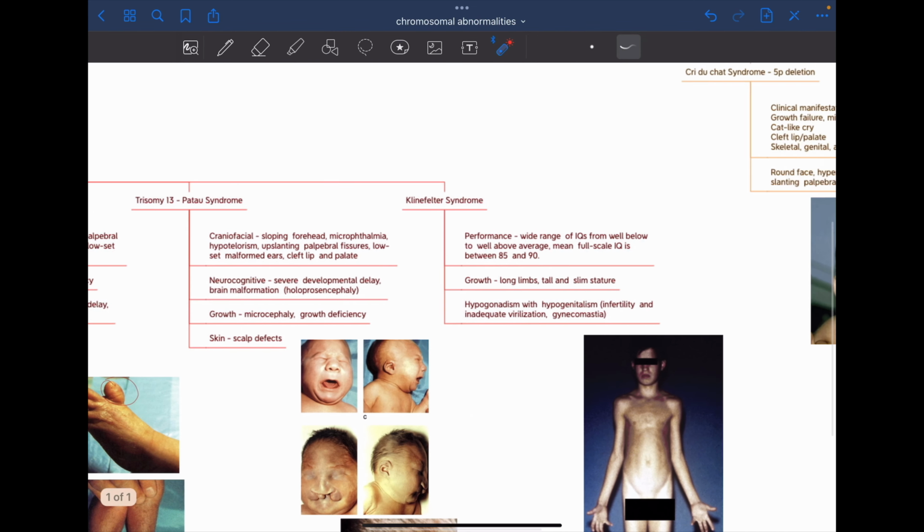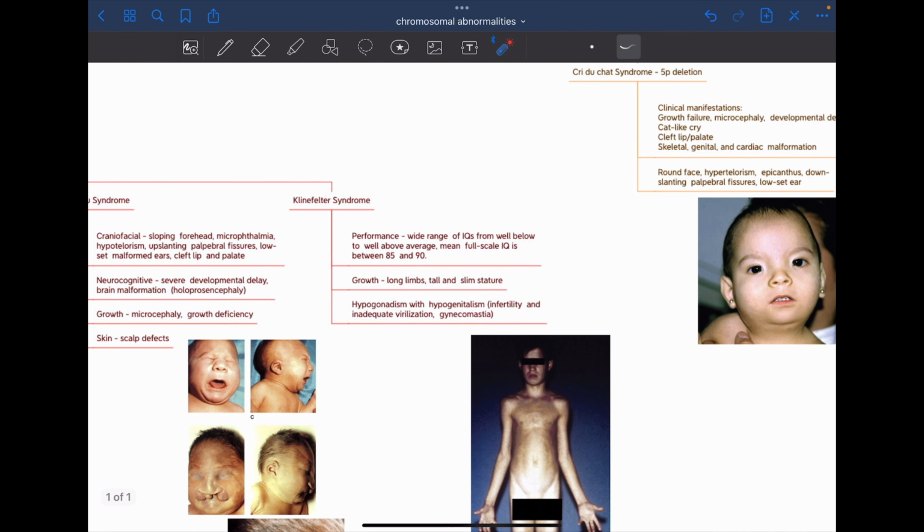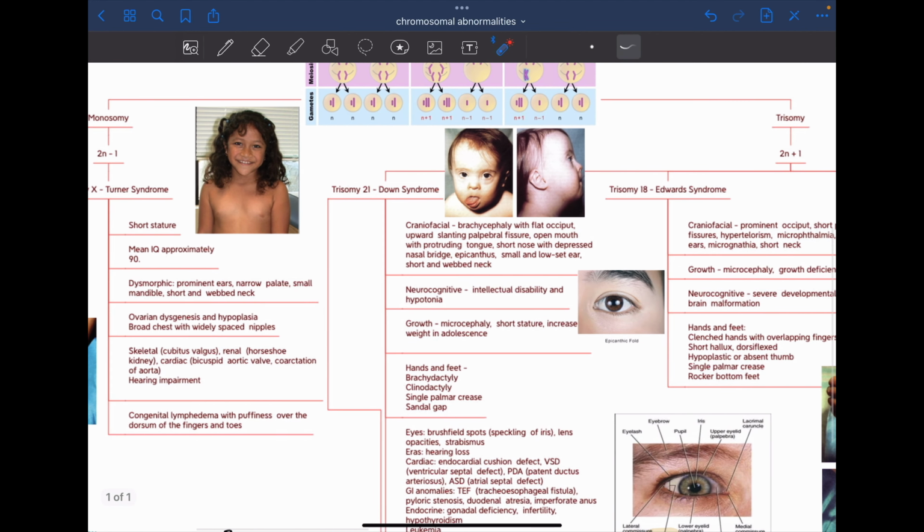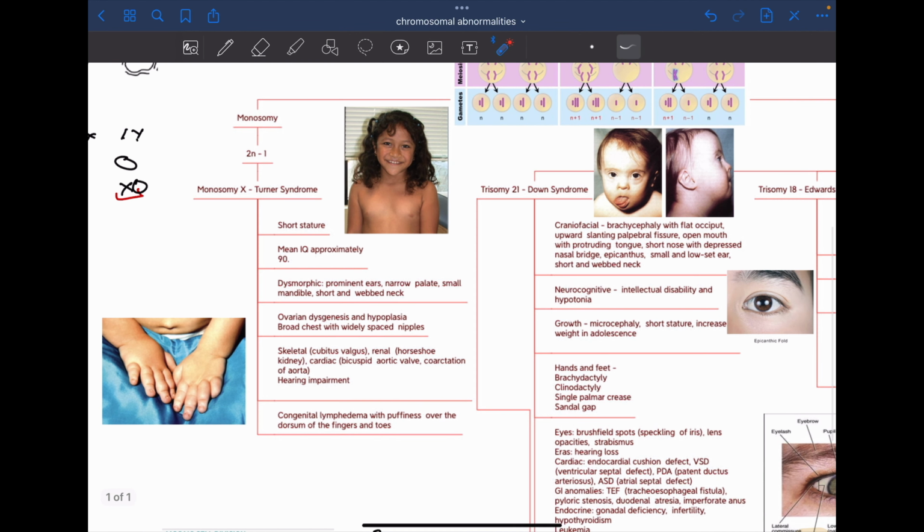Now, if we look at the other sex chromosomal abnormality, it's a trisomy, it's Klinefelter syndrome, but we cannot call it trisomy X or trisomy Y since you do have both X and Y. So with Klinefelter, it's X, X, Y. So you cannot really say it's trisomy X or trisomy Y since it's not all the same chromosome. Again, there is no significant change in IQ or cognition. Usually, a male with Klinefelter syndrome will have long limbs, tall and slim stature, hypogonadism, infertility, and gynecomastia, which is basically enlargement of the breasts.